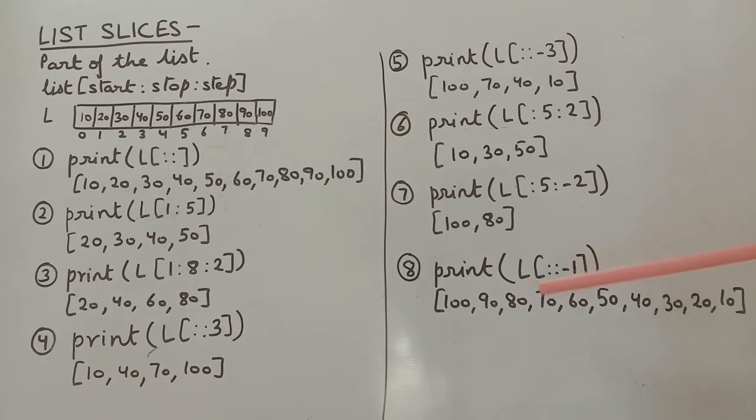Last one: start and end index are again not provided, and I have provided the step value as -1. That means the start is taken to be -1 and end is taken to be the beginning of the list, and the reversed list is generated. This is how list slicing works.